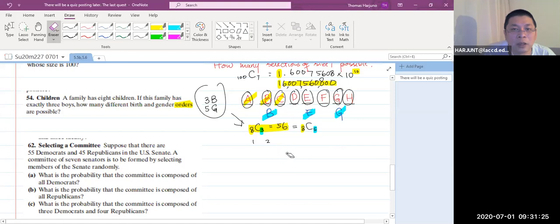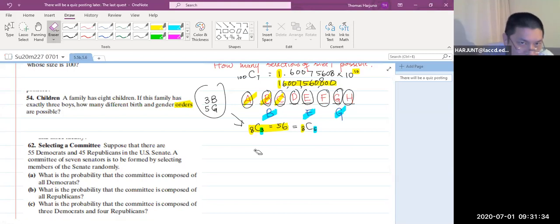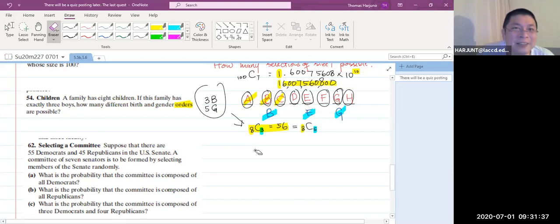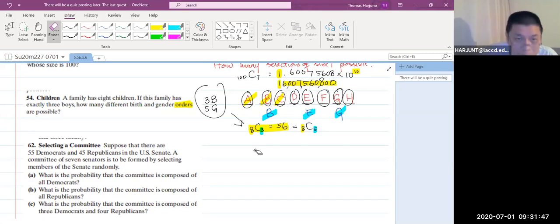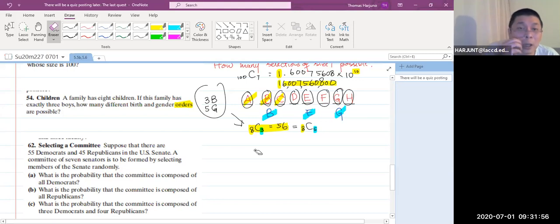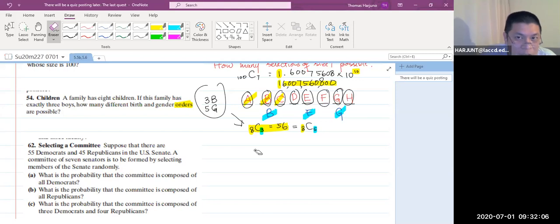Using this question number 54, you basically see that this question gives us exactly the same answer as if I ask you instead, a quiz has 8 questions, how many ways can you get 3 wrong? Now, I'm not saying boys are wrong. No, no, no. I'm just saying the illustration is similar to this problem. Or I have 8 students, 3 of them get A's. Then how many different combinations can these 8 students get A's? I know the rest are B's.